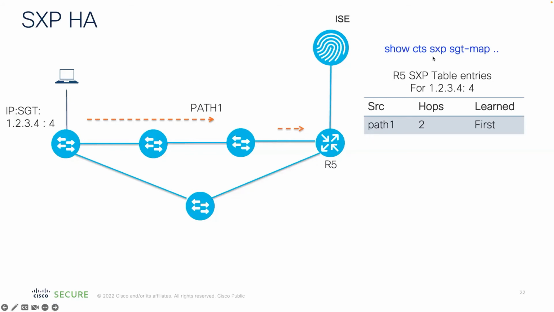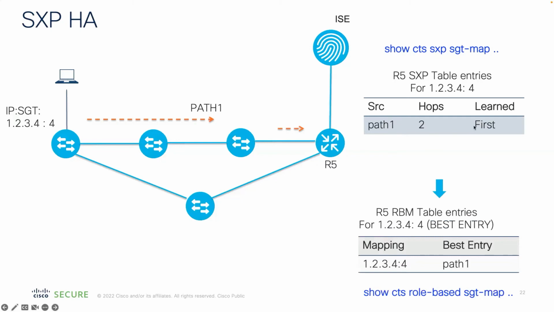So this IP to SGT mapping goes into the SXP table, and you can see the SXP table using show cts sxp sgt-map. In the SXP table, there's a source. It's learnt about this mapping through path 1. There are 2 SXP hops, and it was learnt first. There's only one path that it's learnt so far. Because there's only one entry, that is what's used in the role-based management table, the RBM table. This is what's used in the runtime. So the SXP table is a database of paths, and the RBM table is the runtime.